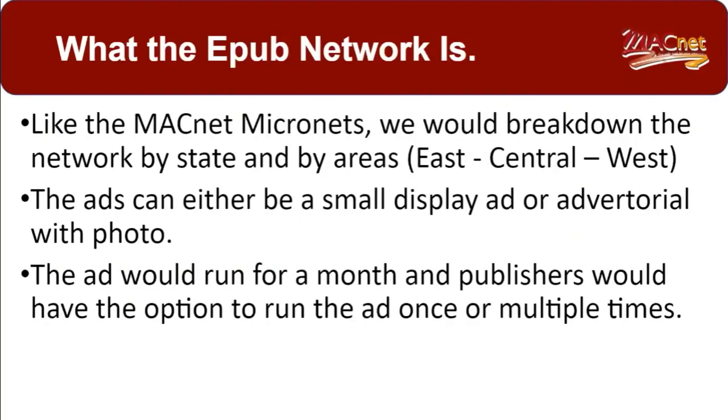What the Epub network is, like our MacNet micronets, which we have the full area of our MacNet network, but then we break it out into East, Central, and West. And the idea is that we'll be able to break this out so that when a person is looking at this map and says, I want to go just into New Jersey, along with being in the East network, we'll be able to just choose the publication for the e-newsletters for that area.